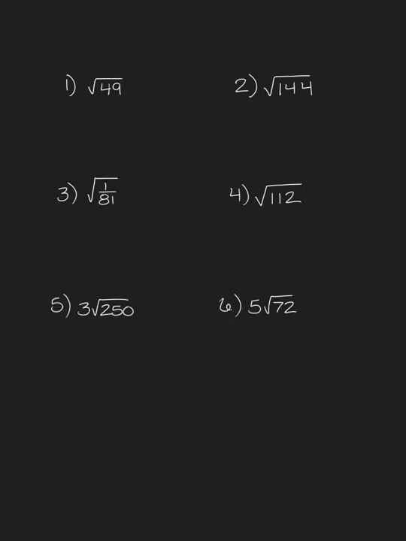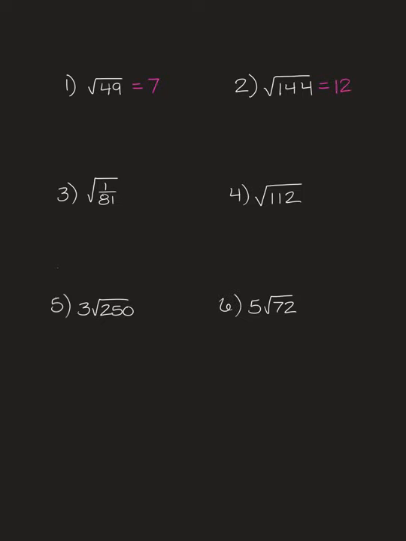Okay, let's look at an example. Our first example here is the square root of 49. So the square root of 49, that is a perfect square. That is going to equal 7. Okay, same thing with the square root of 144. That is a perfect square of 12.